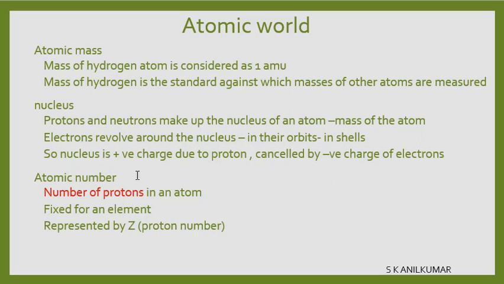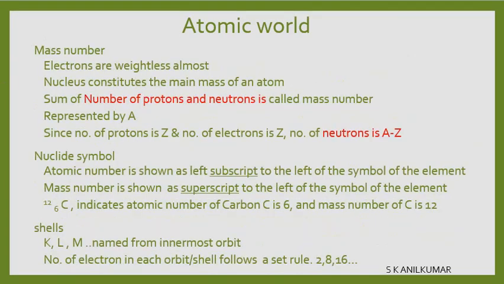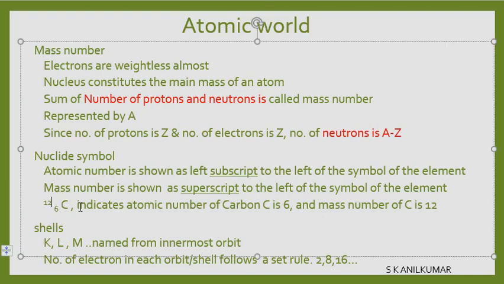What is atomic number? The number of protons in an atom, or the number of electrons in an atom, is the atomic number. It is fixed for an element and represented by Z. If the atomic number is Z, the mass number is A, or atomic mass. Now we have isotopes, right? What is the nuclide symbol? The nuclide symbol is written like this: 12 over 6 C.